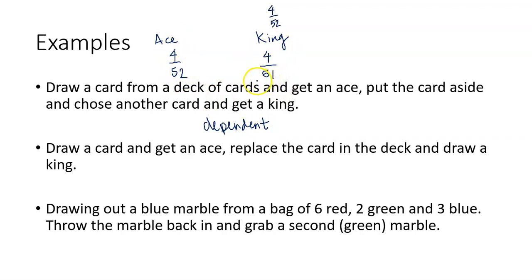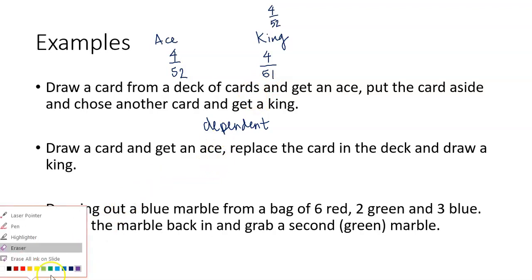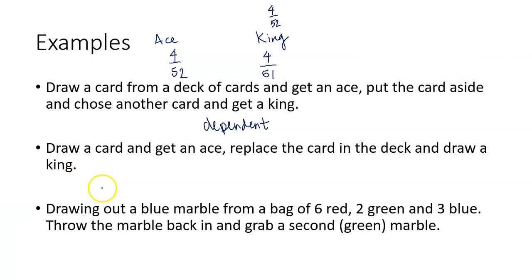Now, if instead of taking the ace and setting it aside, we would have taken the ace and shuffled it back into the deck, then these events would be independent because getting a king would still be 4 out of 52 if I were to have replaced that ace back into the deck. So these events are dependent. Okay, so let's go ahead and look at the second one.